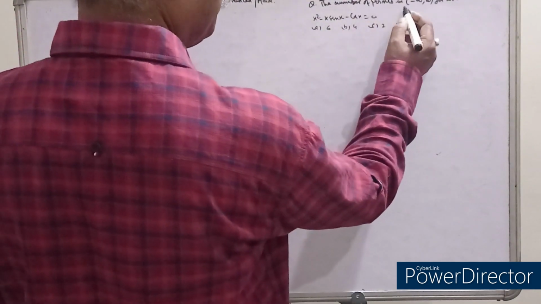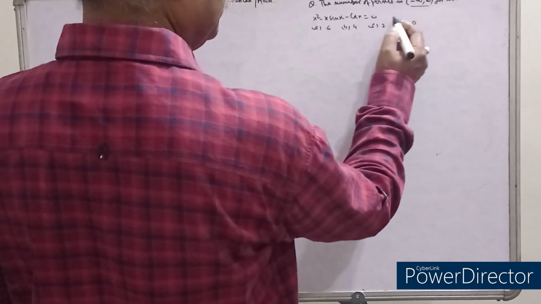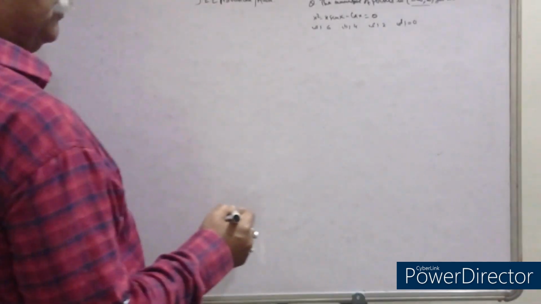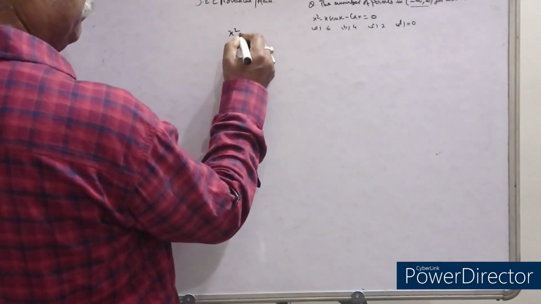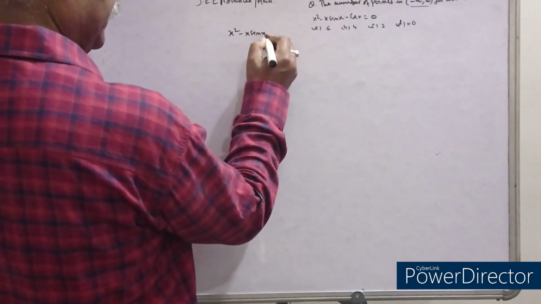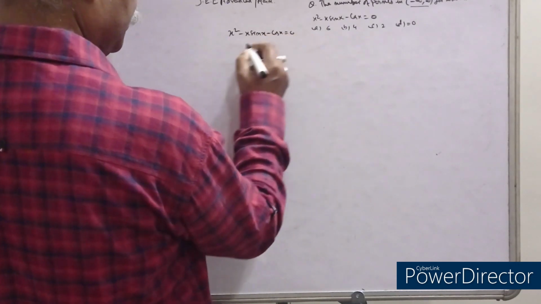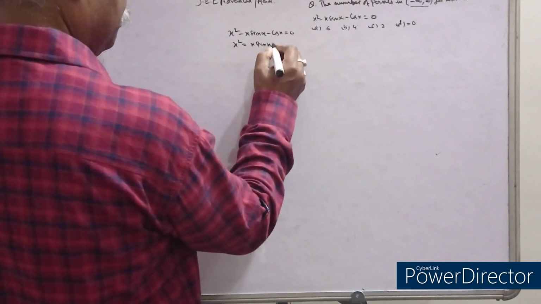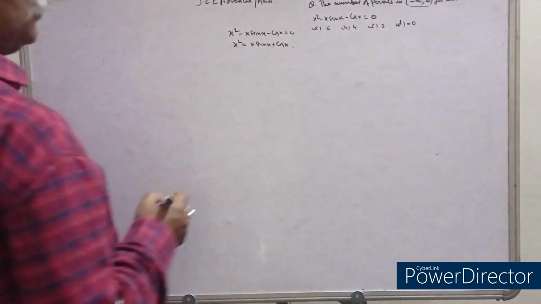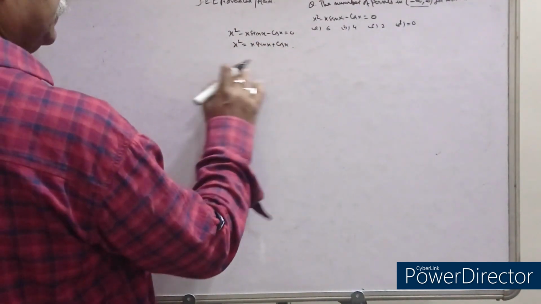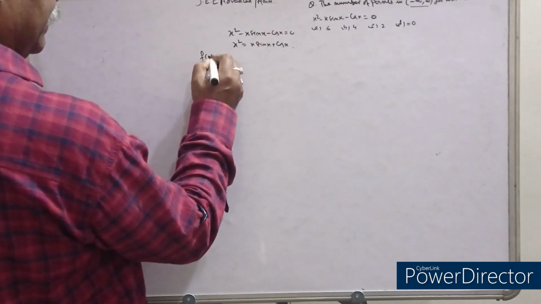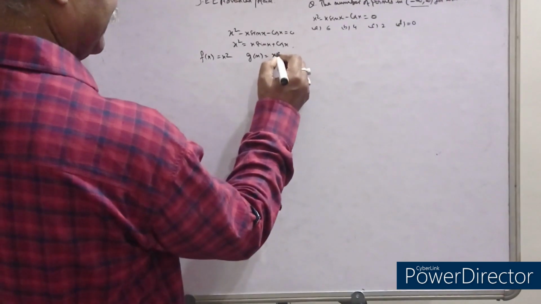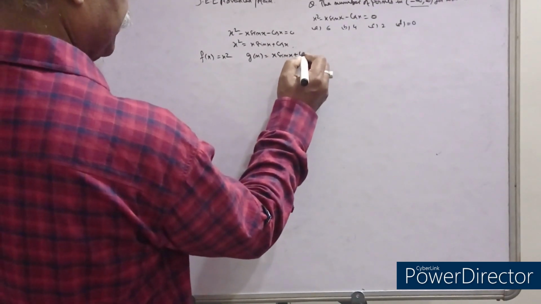Now my next question: the number of points in the interval minus infinity to infinity where x square minus x sin x minus cos x is equal to 0. So what I am going to do is write x square equal to x sin x plus cos x. I am going to make two functions. One is f of x, that is your x square, and another is g of x, which is equal to x sin x plus cos x.